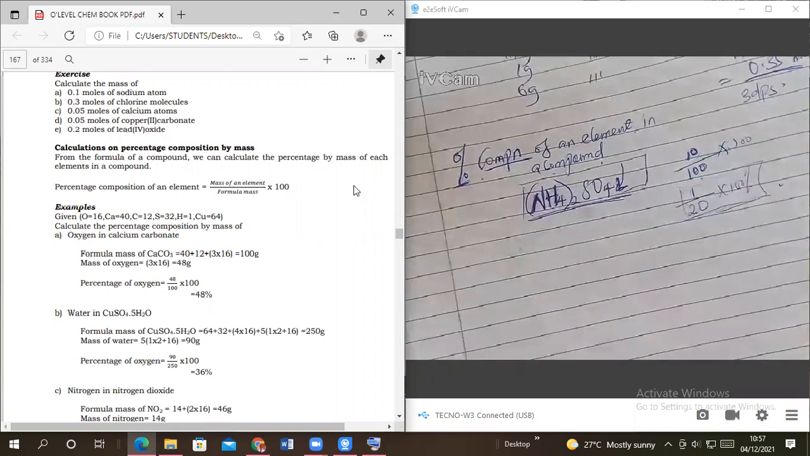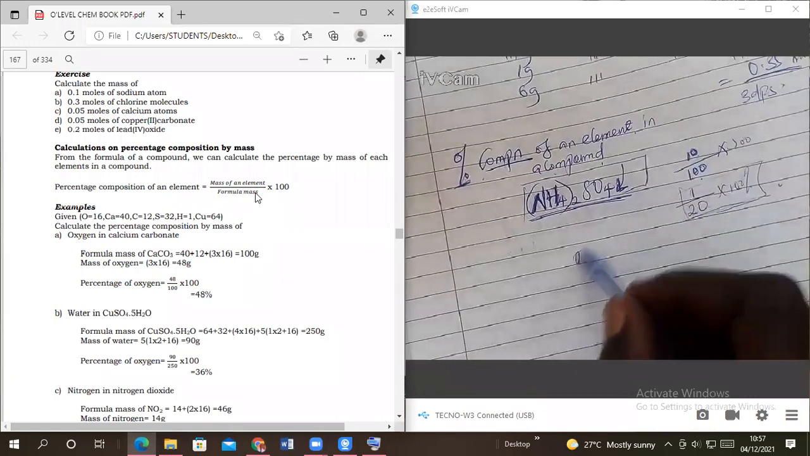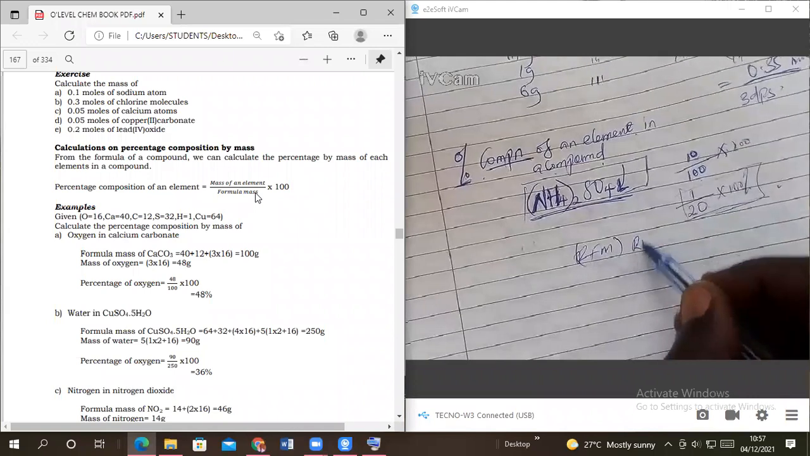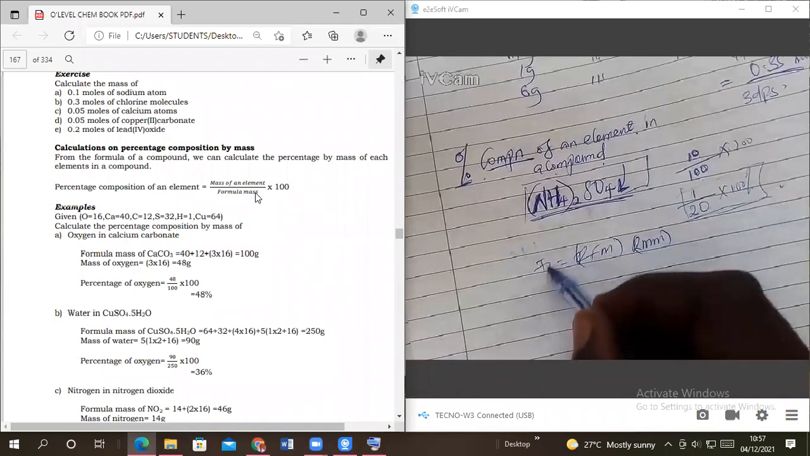So at this level, what they say percentage composition is, from the formula of the compound, we can calculate the percentage by mass of each element in a compound. So percentage composition of an element is given by mass of an element over the formula mass times 100. Formula mass is also the same as the relative formula mass. Relative molecular mass is the same as formula mass. All these mean the same.